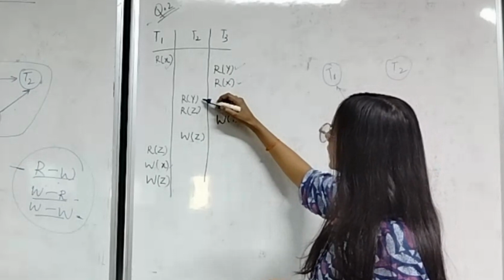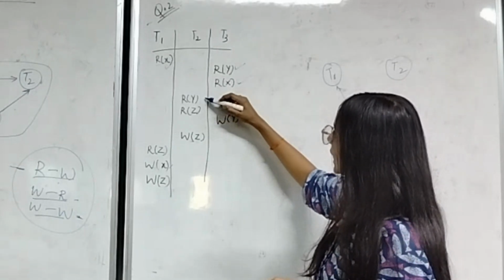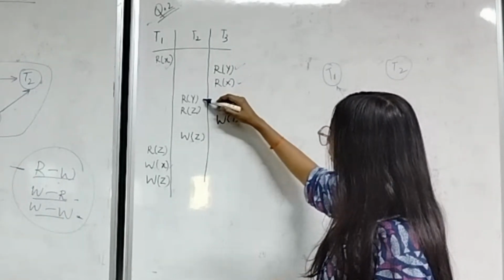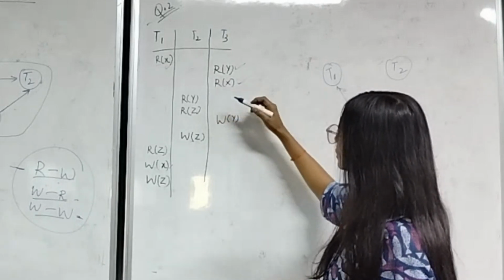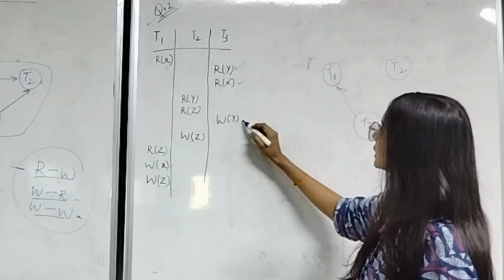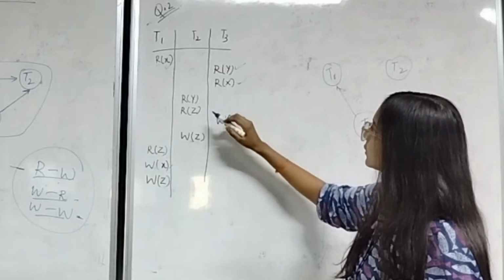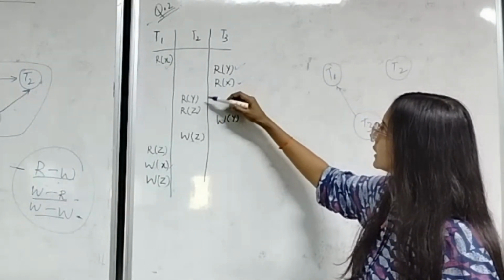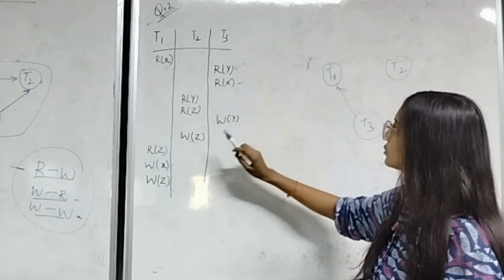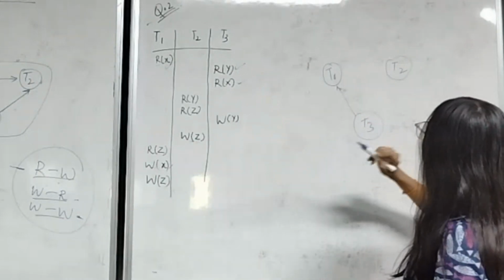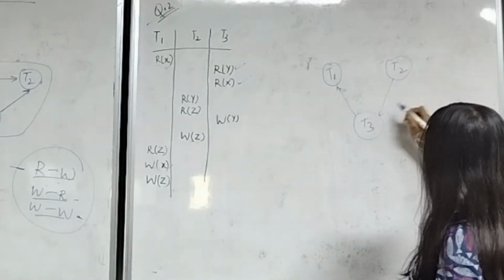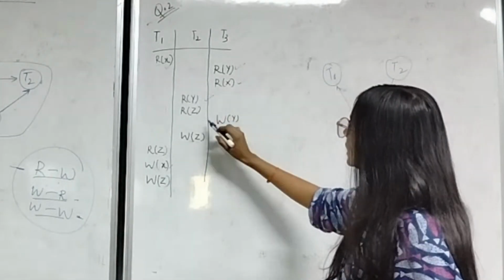Now the next operation, that is write on y. We'll search for read of y. We'll search for write of y. That is, here it is. Now there is a conflict. That is, we'll make a directed edge from transaction T2 to transaction T3. From T2 to T3. It is done.